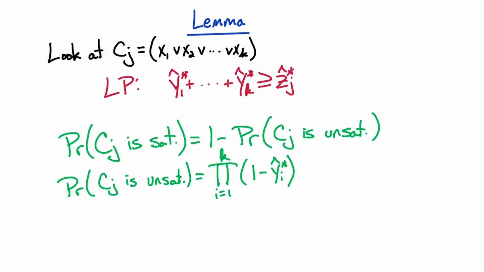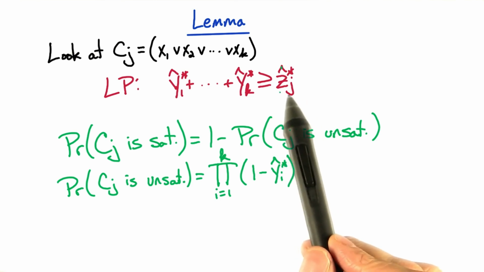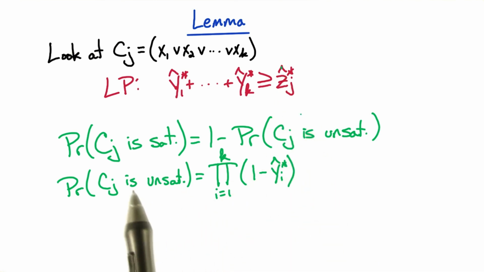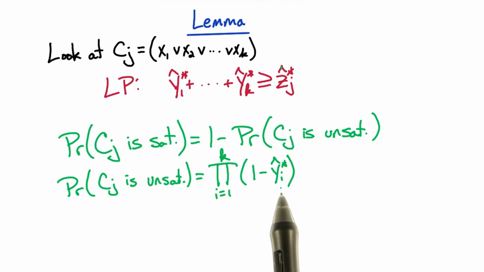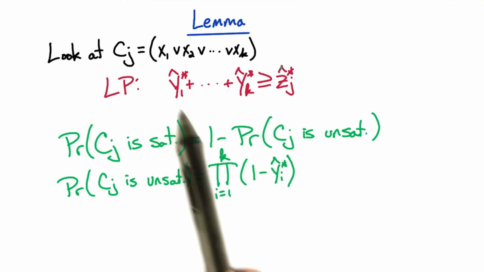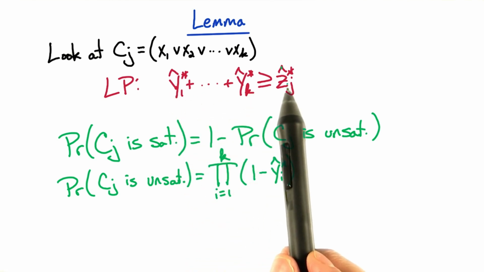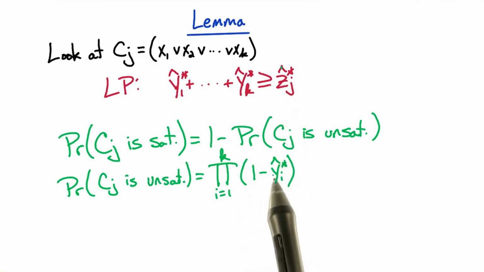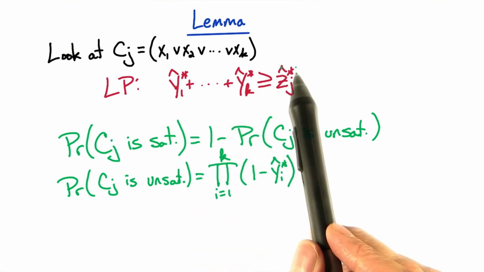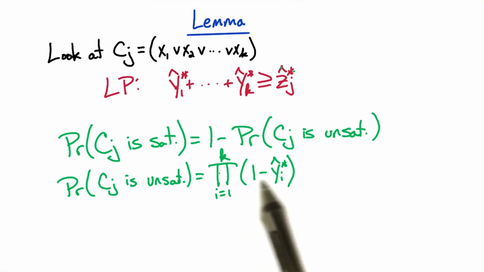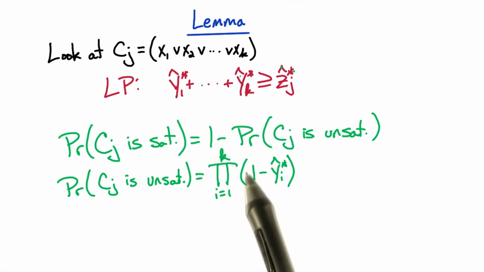Now if you recall the lemma, we're trying to show that the probability that this clause is satisfied is at least 1 minus 1 over e times this quantity, zj hat star. What we know is that the probability it's satisfied equals 1 minus this product of these yi's. Now we know how to relate the sum of these yi's to this zj star. How do we relate the product to the sum? So we want to relate this product to this sum, and then we can relate it to zj hat star. To relate this product to this sum, we're going to use the geometric mean, arithmetic mean inequality.